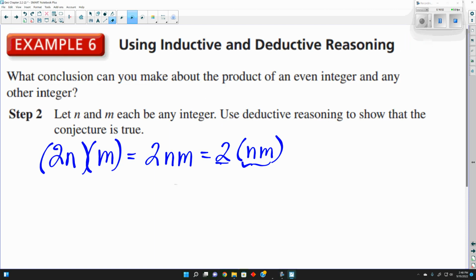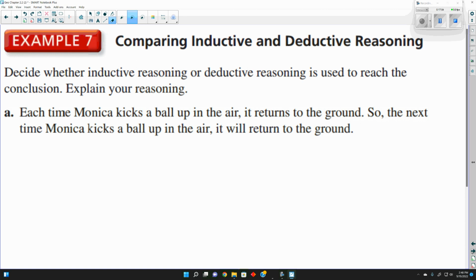But on a whole, we won't do too much with using actual proofs with inductive and deductive in this sense. We won't really do this here. But the last thing I believe we're going to be looking at is comparing inductive and deductive reasoning. Now, decide whether inductive reasoning or deductive reasoning is used to reach the conclusion. Explain your reasoning. So, A, each time Monica kicks a ball up in the air, it returns to the ground. So the next time Monica kicks a ball up in the air, it will return to the ground.